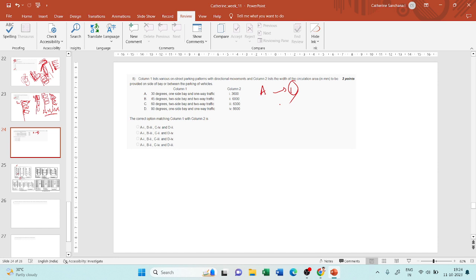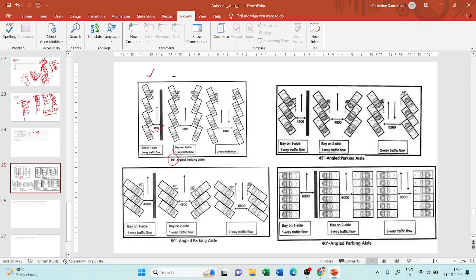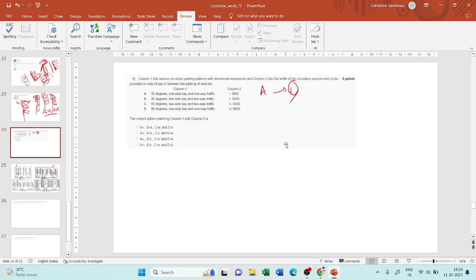Now, what is the next thing that they've asked? 45 degrees, two side bay, two-way traffic. Okay. So it is 45 degrees. So this figure, two side bay, two-way traffic. So it is this case. In this case, the width of the circulation area has to be 6300. So the unit is in mm. Okay, which means it is 6.3 meters or 3.6 meters.